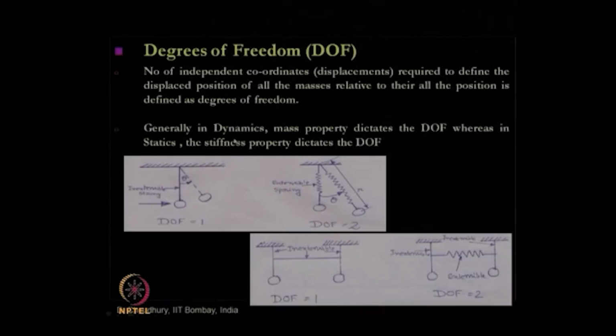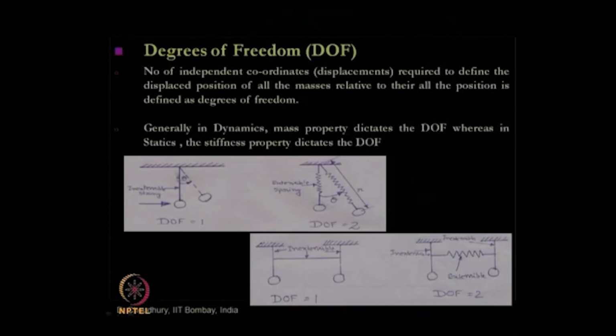Generally in dynamics, or in problems related to dynamic load, mass is the property which dictates the degrees of freedom, because the newly displaced position of the mass has to be identified, and the number of minimum or independent coordinates will decide the degrees of freedom. Whereas in a static problem, the stiffness property of the system will dictate the degrees of freedom.